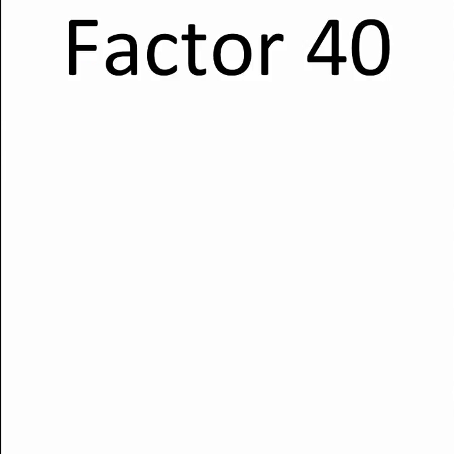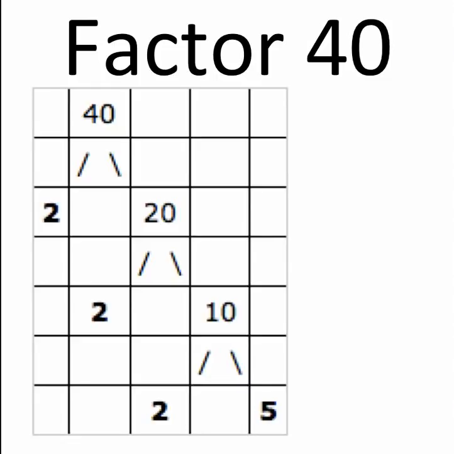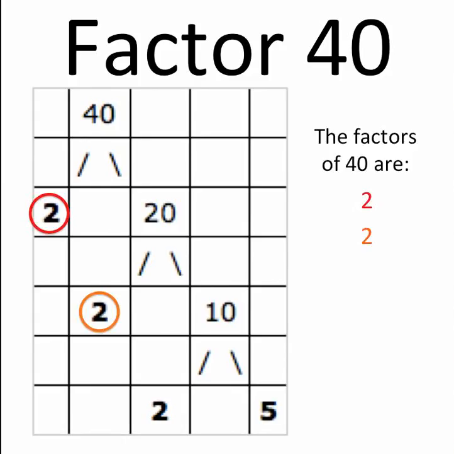To factor 40, I need to first do a prime factorization tree, which looks like this. And what that tells us is that 40 can be factored into 2 and 20. 20 can then be factored into 2 and 10. And 10 can further be factored into 2 and 5. And then all the factors are prime numbers, so I can't factor it anymore. So the prime factors of 40 are 2 times 2 times 2 times 5.